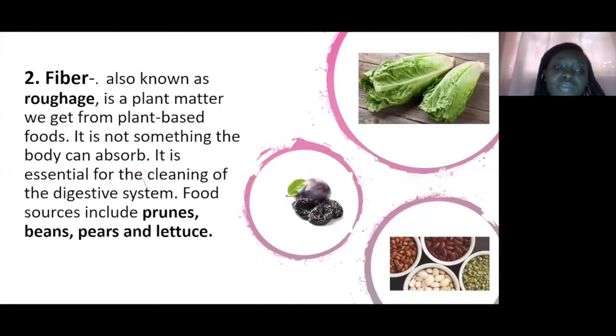And like prunes, we have other food sources: beans, pears, lettuces, and these are just examples. They don't include all the food sources, just some examples so you can remember. But I always remember prunes, right? I guess that's what I grew up on, prunes. Done. Good. Awesome job. Let's move along.